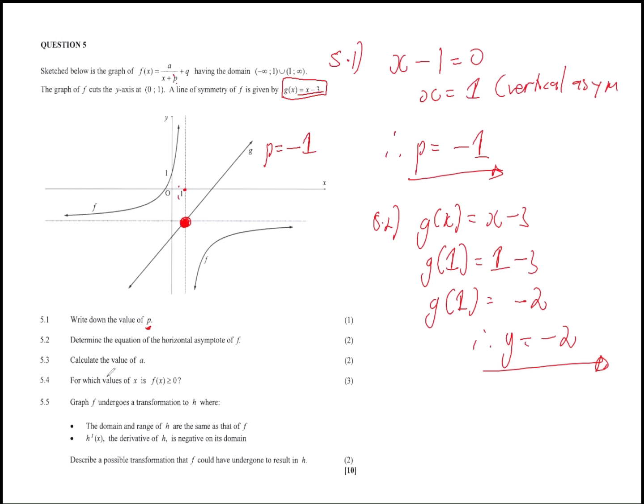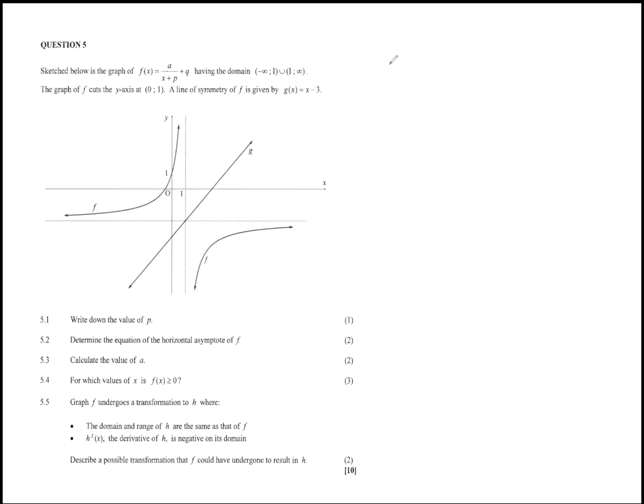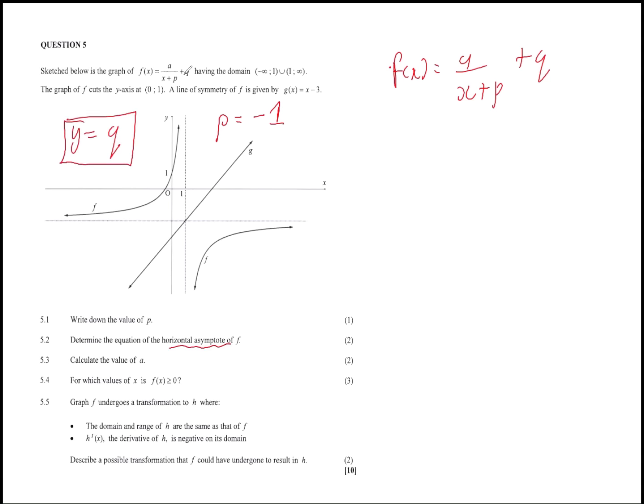Then we have 5.3. It says calculate the value of A. Now we can see that f of x is equal to A over x plus P, and then plus Q. Now we did calculate the value of P, it was -1. We calculated the horizontal asymptote, which we know is exactly the same as the value of Q here. So what we got as our vertical asymptote was -2. So that means our Q should be -2 as well.